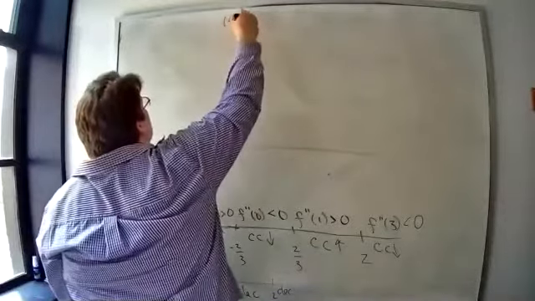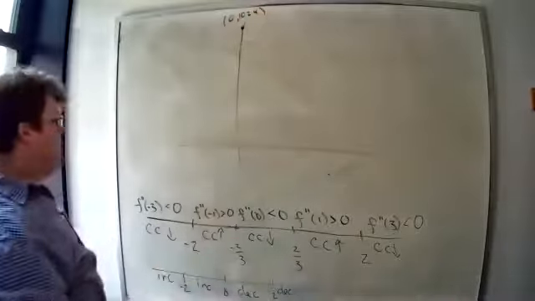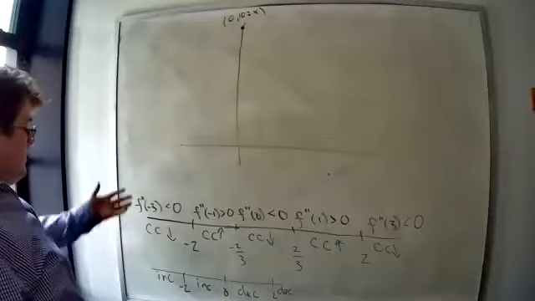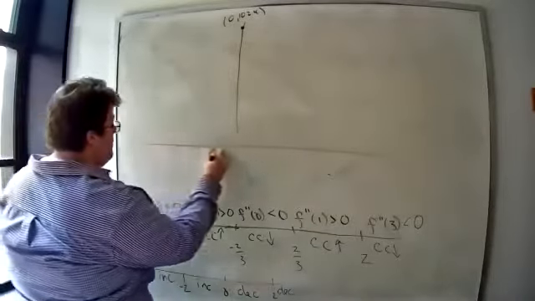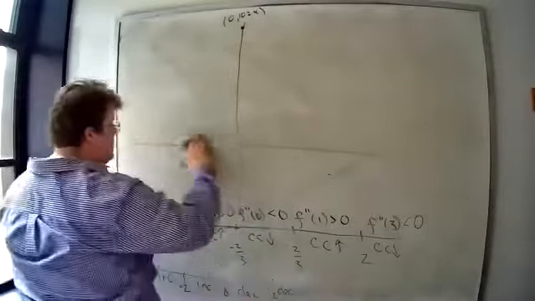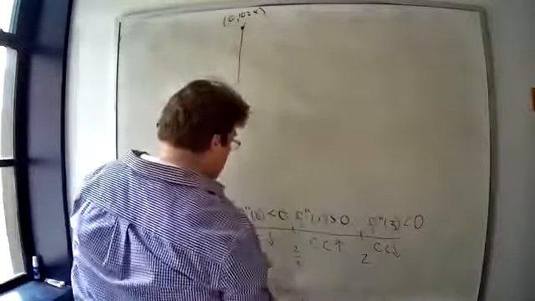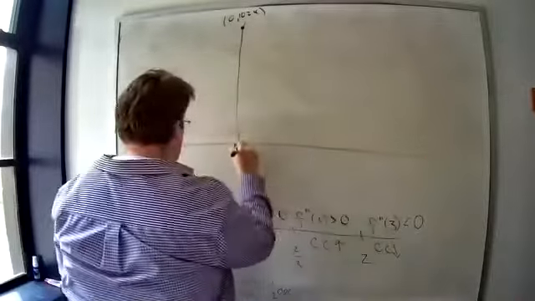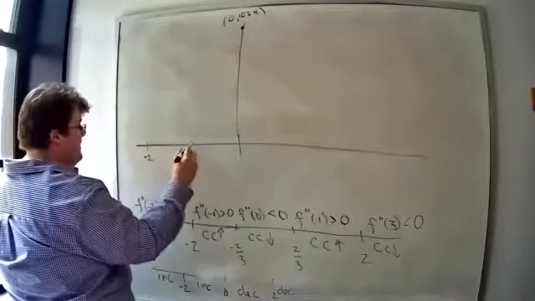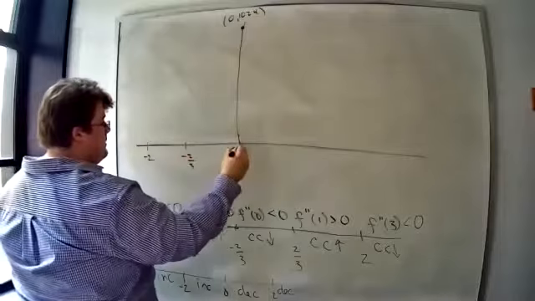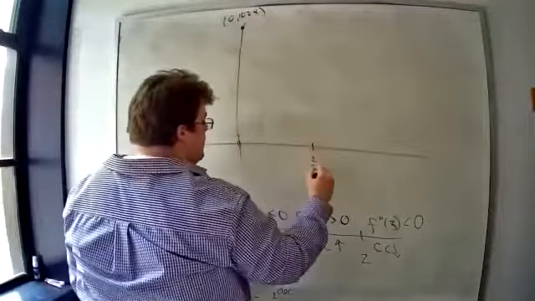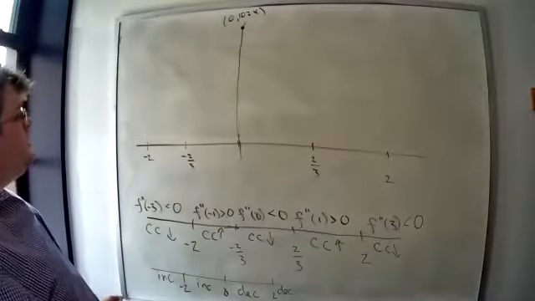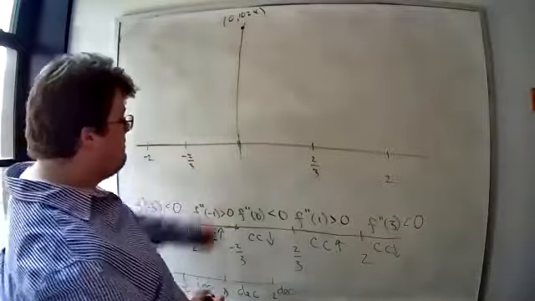2 to the 10th. You could write it as 4 to the 5th if you want. What are all of our values? Well, we have -2 is relevant, negative 2/3 is relevant, 0 is going to be relevant, 2/3, and positive 2. We have a point up here and it's a relevant value.